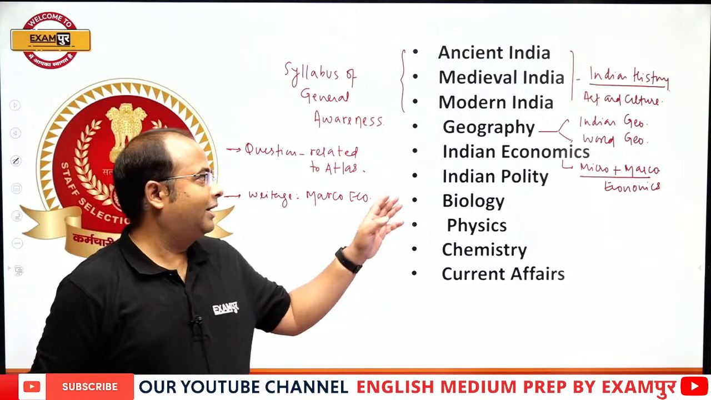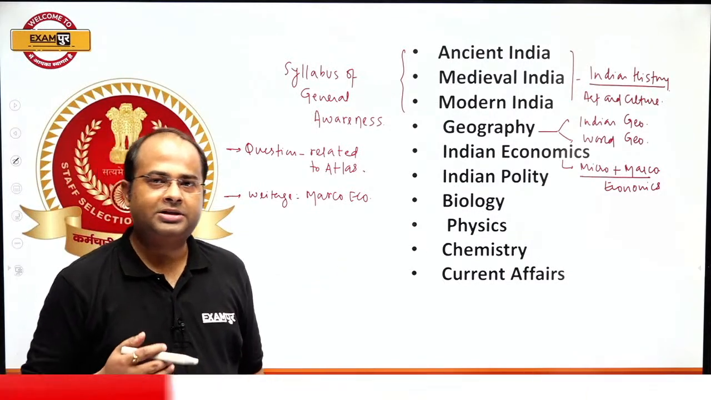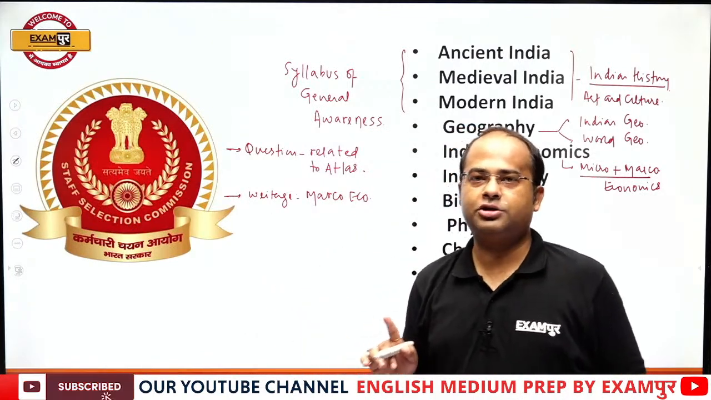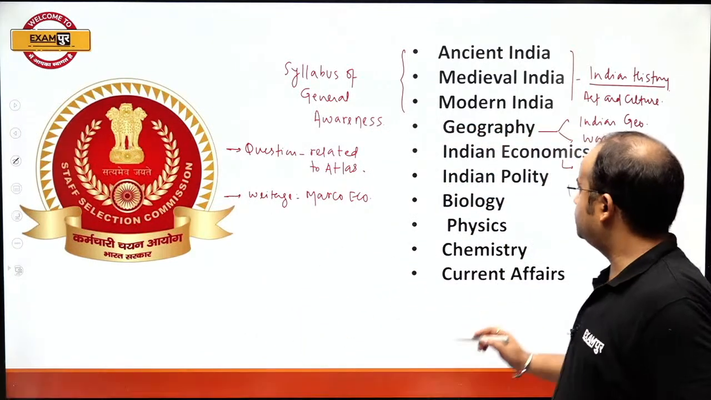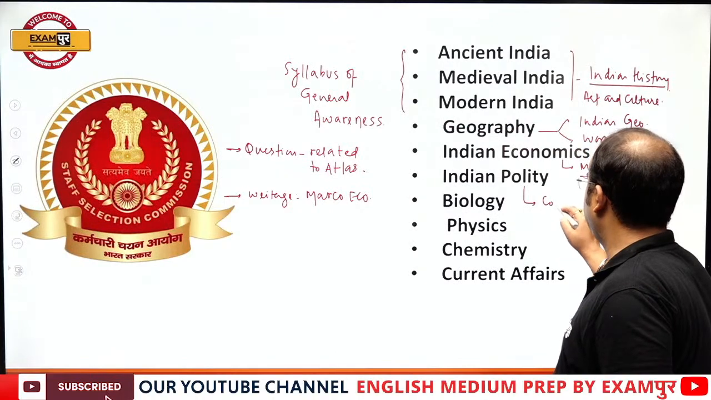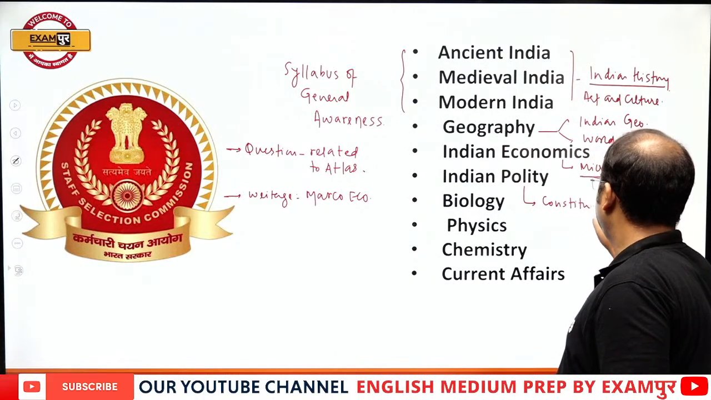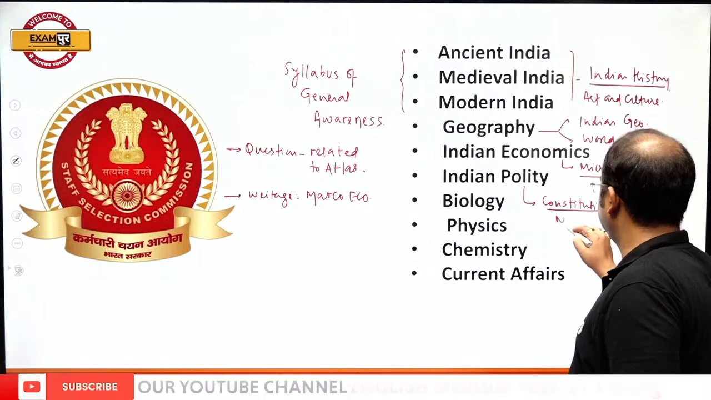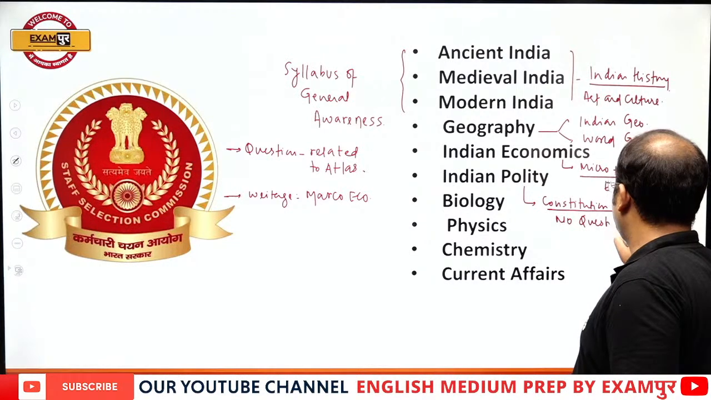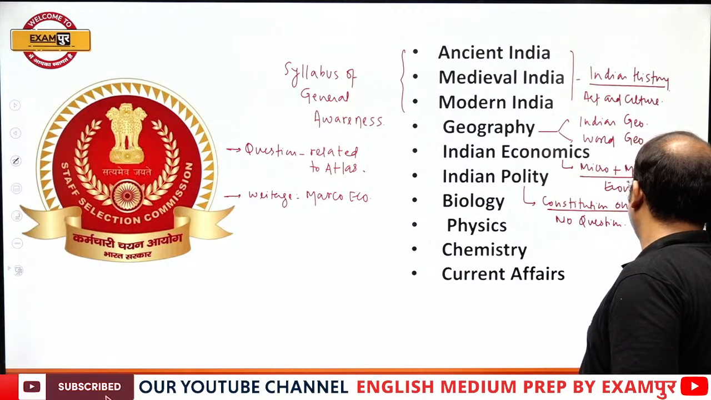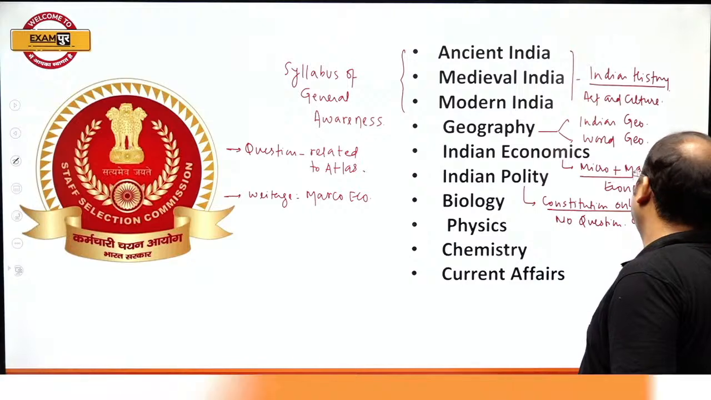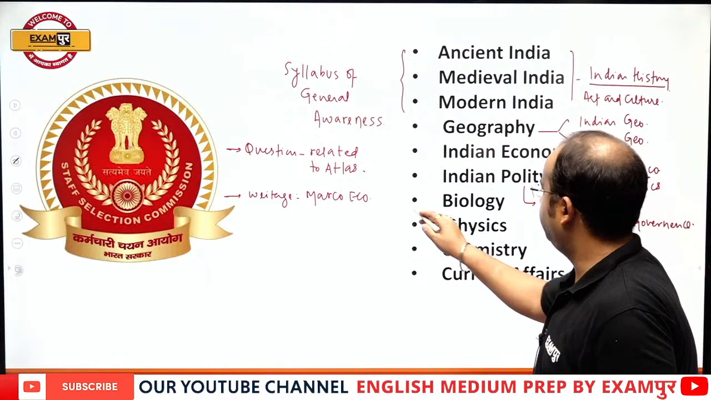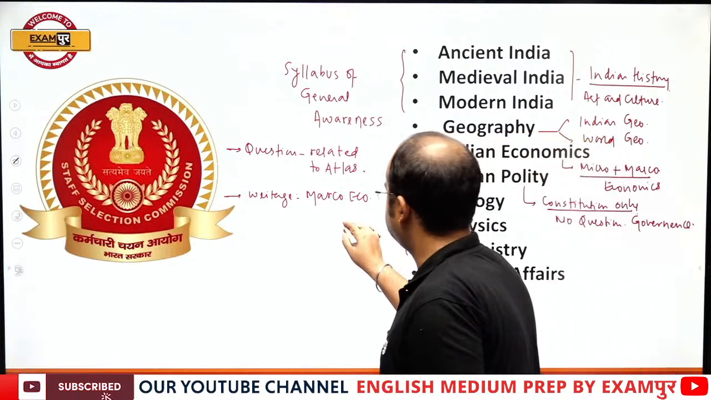Now guys, next you have the section from Indian polity. The next subject is Indian polity, and in Indian polity the questions will be asked from the constitution only. There will be no question from governance. Then you have physics, chemistry and biology, that is general science.